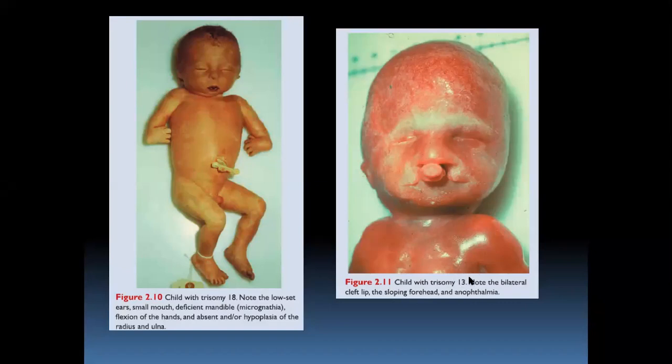This is trisomy 13. 13th chromosome, we have 3 in number. Bilateral cleft lip. See here, I told you, cleft lip and cleft palates. Sloping forehead. Anophthalmia, no eyes, no palpebral fissures. Usually the child is difficult to survive.